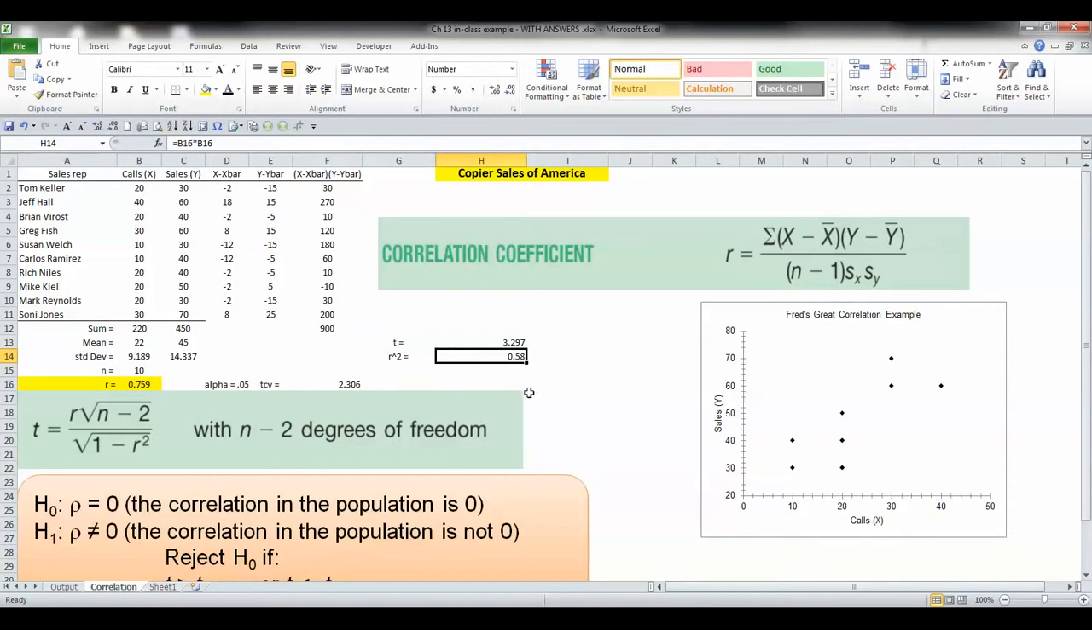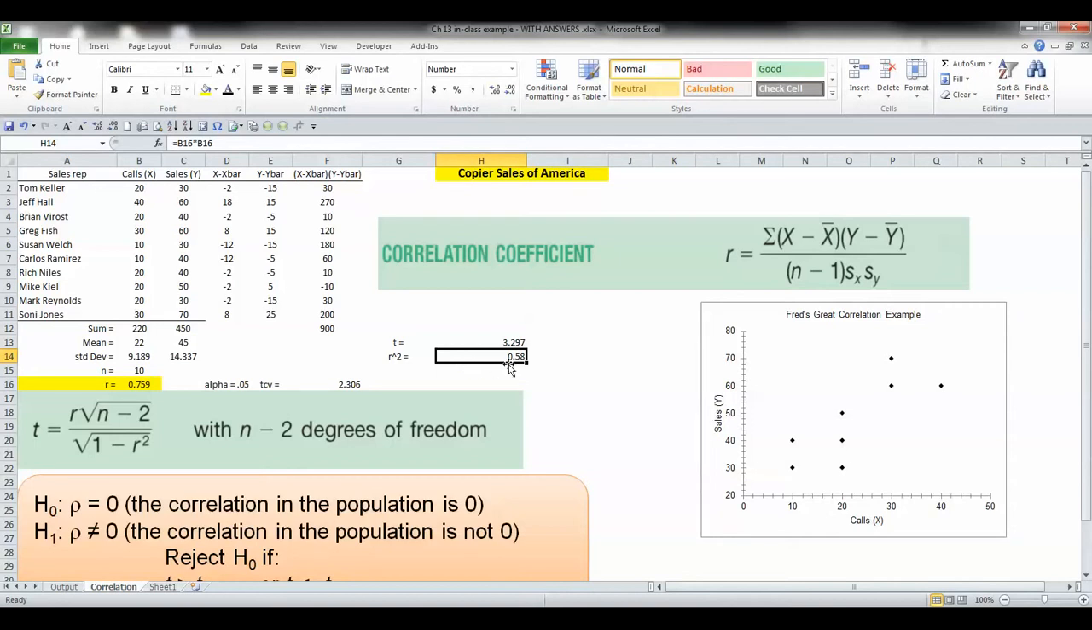0.58. Well, what is that? Well, the r square is the coefficient of determination. And that's defined as the percentage of variance in one variable that is shared with the variance in the other variable. This will become more important as we get into regression. But for now, this is saying essentially that 58% of the variance in the number of sales made can be explained by the variance in the number of sales calls made.